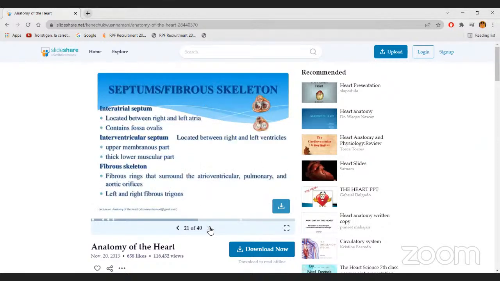Then next one, the fibrous skeleton. The interatrial septum, located between the right and left atria, is continuous with the fossa ovalis. The interventricular septum, located between the right and left ventricles, has an upper membranous part and a thicker lower muscular part. The fibrous skeleton is the fibrous ring that surrounds the atrioventricular, pulmonary and aortic orifices, and the left and right fibrous trigones.